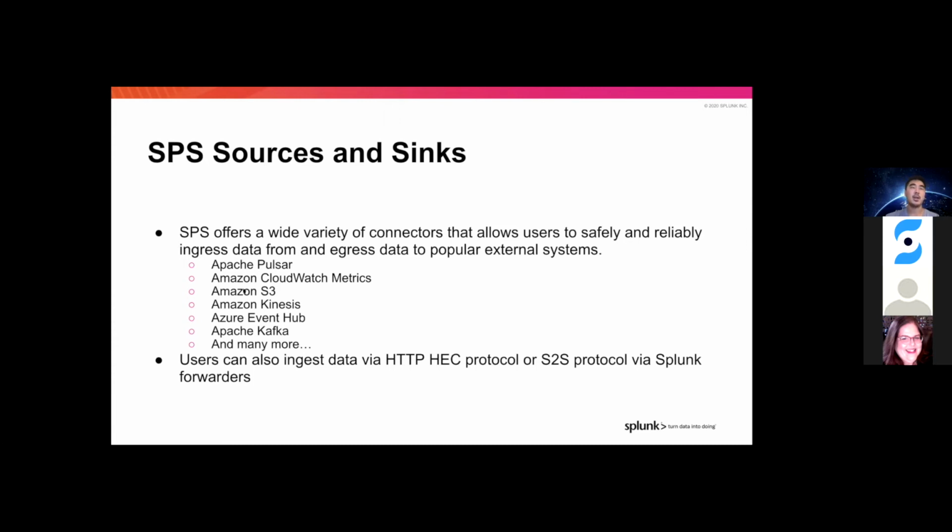But there are some other popular sources and sinks that we have built: CloudWatch Metrics, S3, Kinesis, Event Hub, Kafka, and many more. Like I mentioned before, users could also just ingest data via the HEC protocol, or S2S via the Splunk forwarders if they like. One of our big initiatives is to make it very easy for users to bring their data into SBS and Splunk.